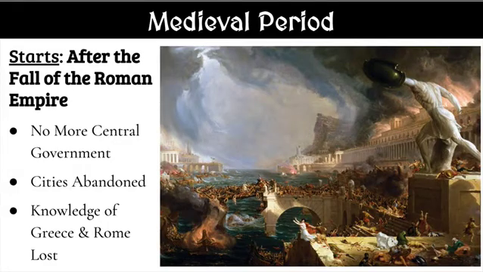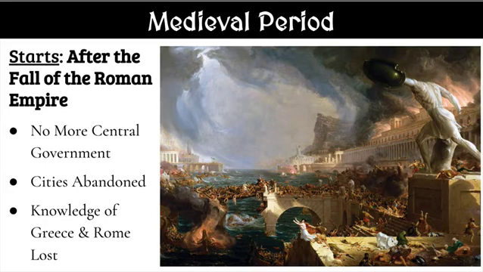Now, first things first, you should recall that the medieval period begins with the fall of the western half of the Roman Empire. Okay, so the fall of the Roman Empire is where we start the Middle Ages. And the fall of the Roman Empire means that there is no more central government. There is no government to maintain law and order, and Europe is overrun by Germanic tribes. These nomadic Germanic tribes run through Europe, and the cities are abandoned. They're not safe, so people end up going to the countryside, and the knowledge of Greece and Rome is lost.